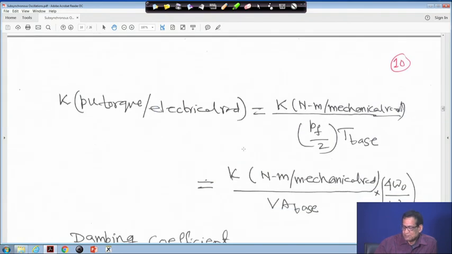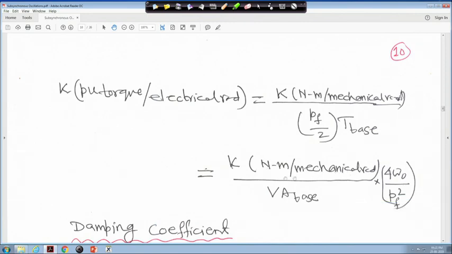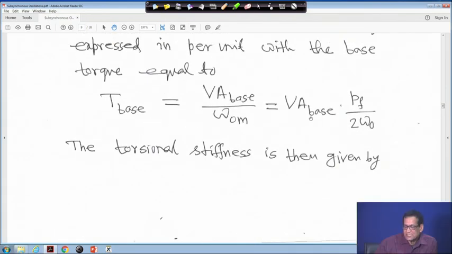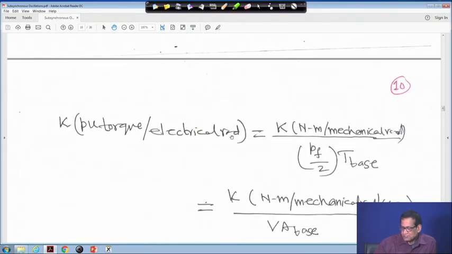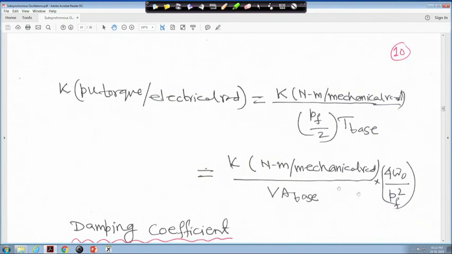If we substitute the torque base expression, this becomes K, in Newton meter per mechanical radian, with the units written in the bracket for easy understanding, and then T base you replace by whatever you have got from here. If you do so, it becomes K Newton meter per mechanical radian divided by V A base into 4 omega 0 upon P f square. So, this is the expression for K.